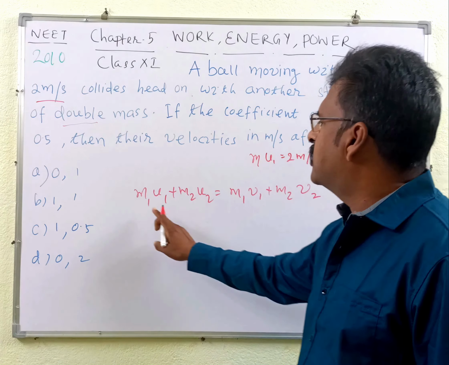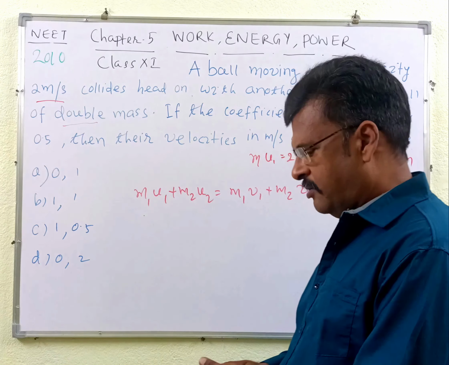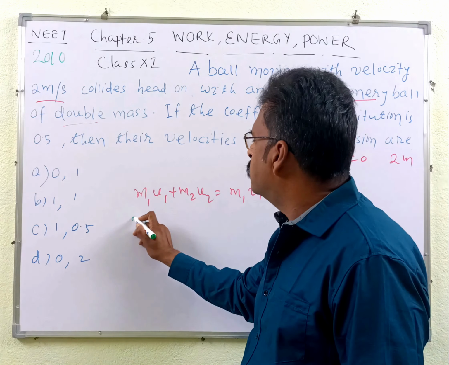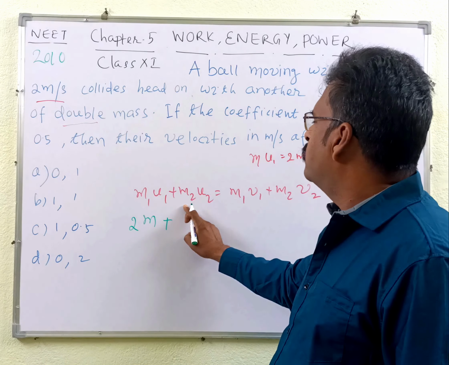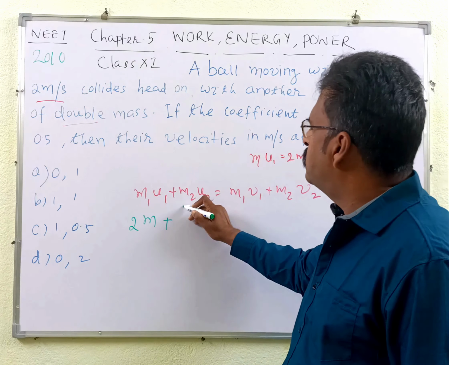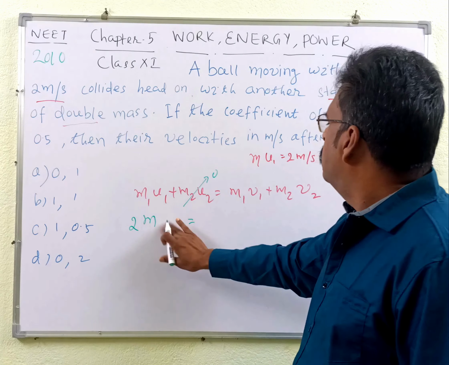Then what is m1? m1 is m. We have taken m1 as m. And u1 is 2 meter per second, so we may write 2m. And m2 u2 is 0, since the initial velocity of the second ball was 0, it was stationary. So this term is 0. Then this will be equal to how much?